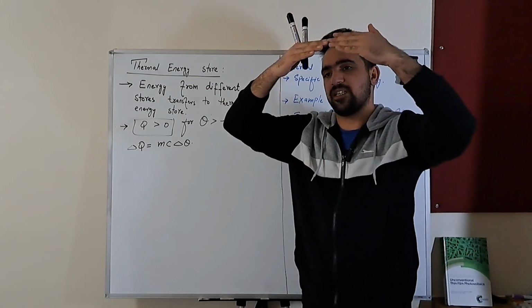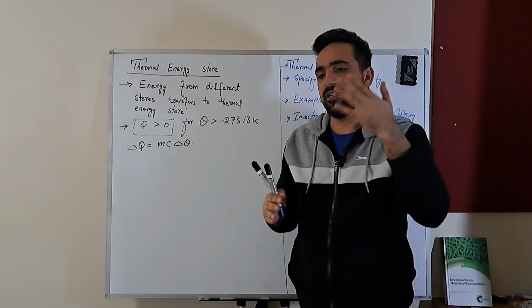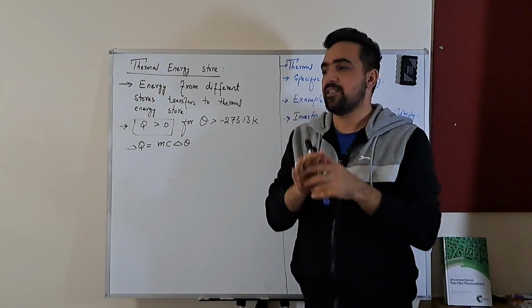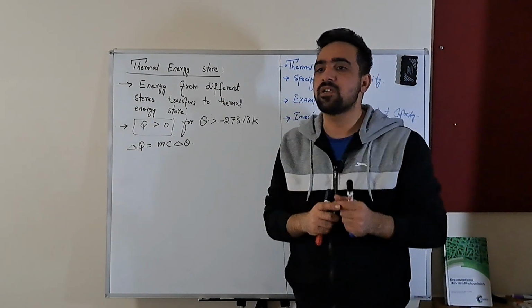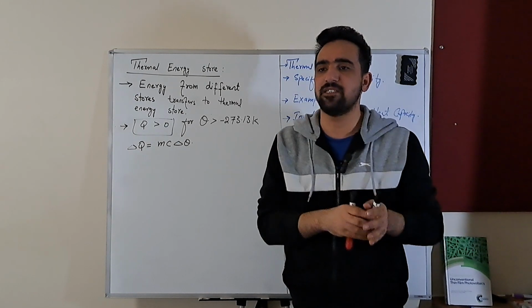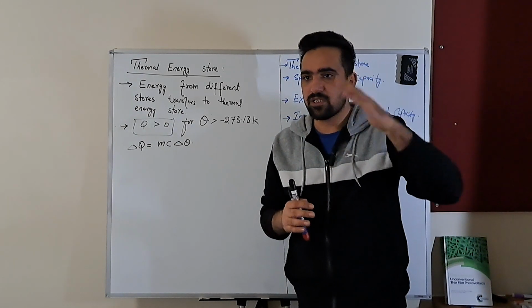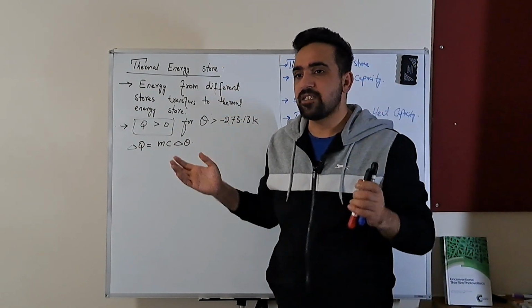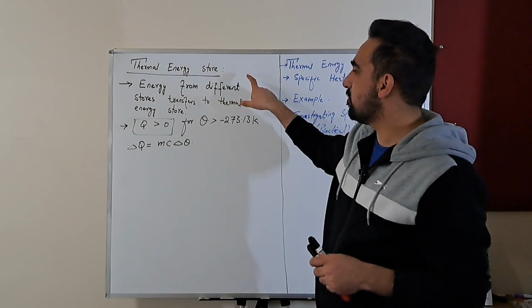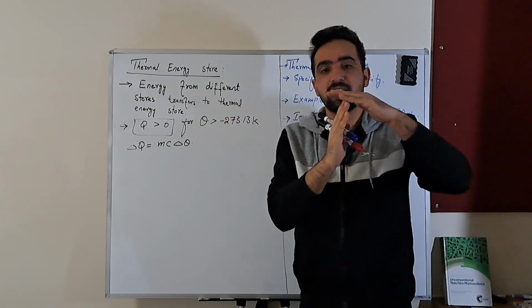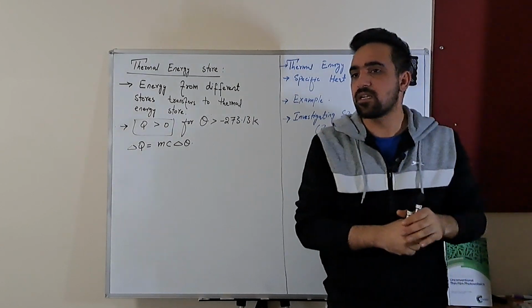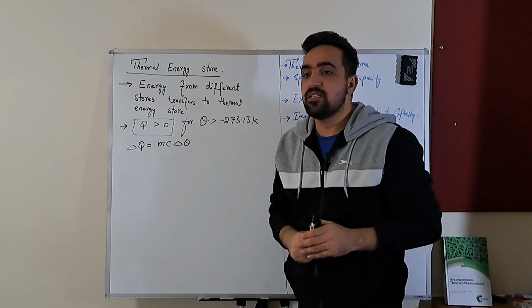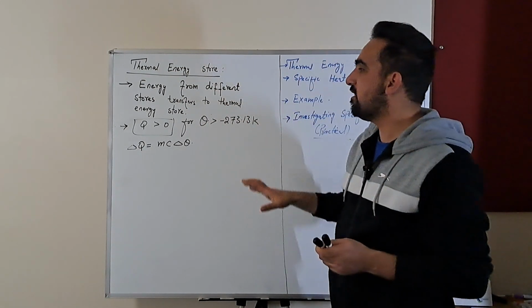For example, if an object has kinetic energy, it is moving, or it is moving in a fluid, or it is falling down. It faces two kinds of forces. One is called drag force, and the other one is the upthrust force of the fluid. They both tend to transfer the kinetic energy of the object to their thermal energy store. So energy stored in a thermal energy store of a body is called thermal energy store, and energy from different stores transfers, or tends to transfer, to the thermal energy store.